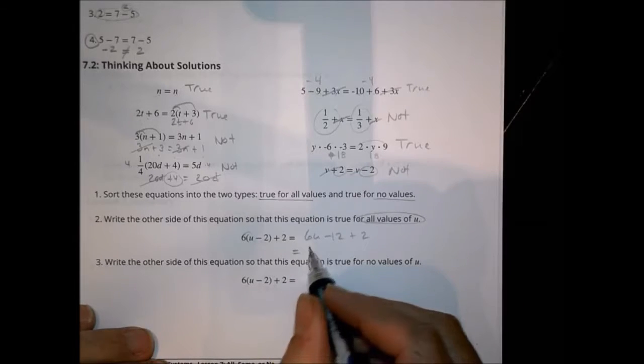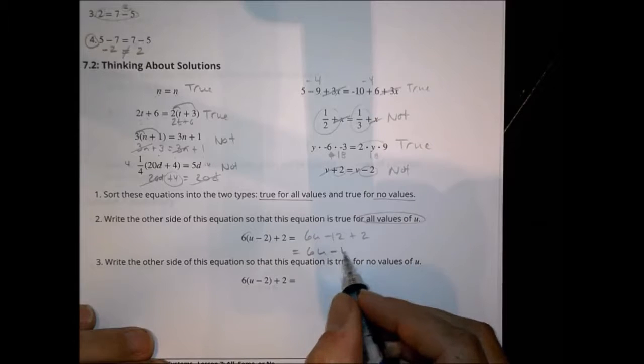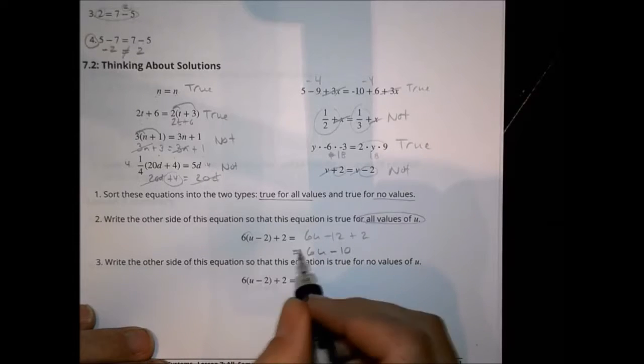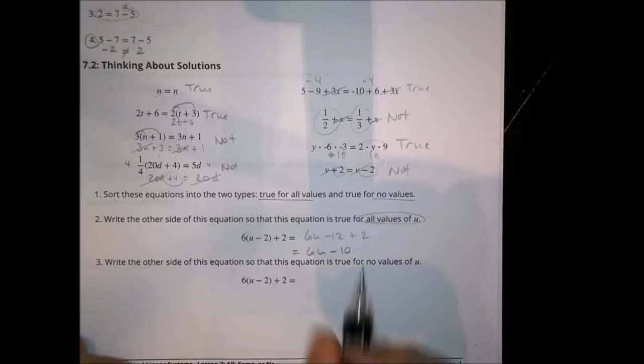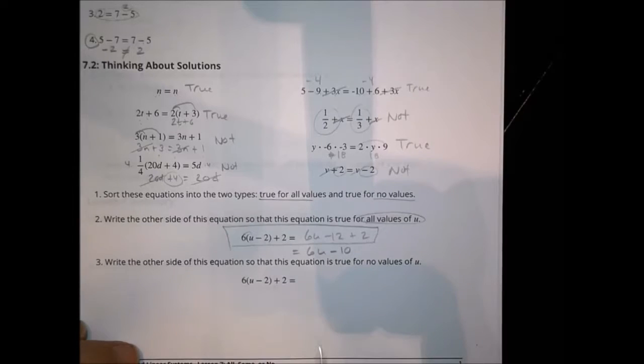I could also rewrite that as 6u minus 10 and take it a step further, and even though they don't look the same, it would be true for all values of u. This is just probably the easier way of writing that down.